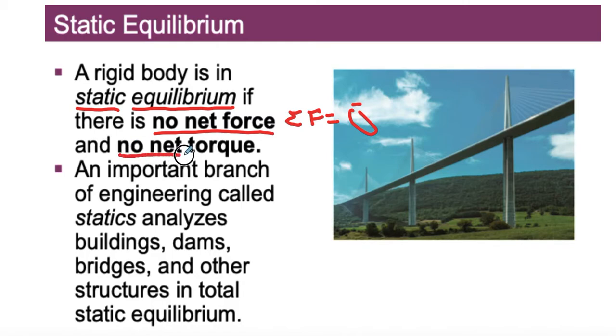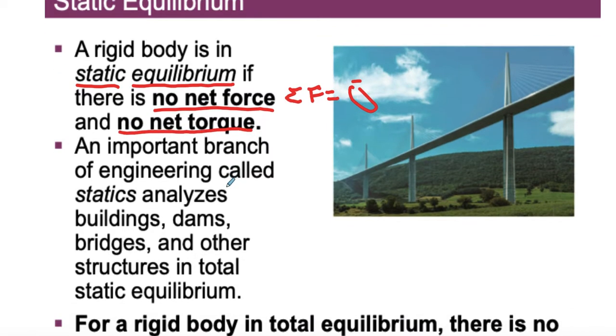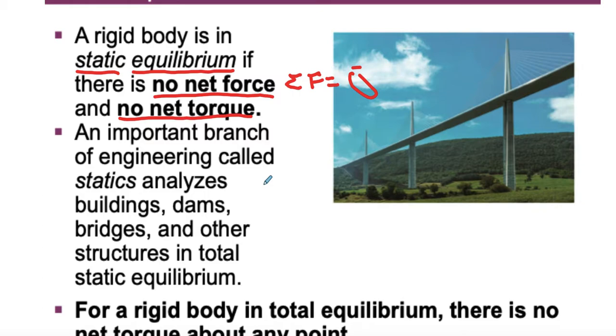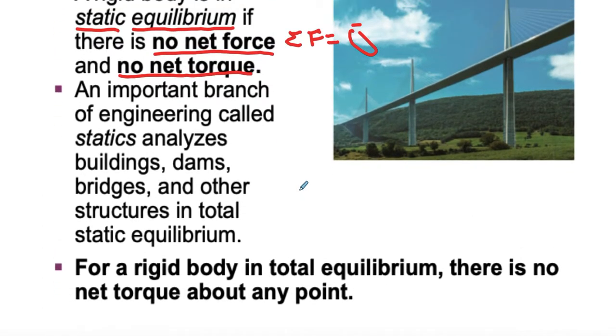Now we're going to add a second concept, which is that there's no net torque. And we'll look at those two equations together. If we were to build bridges in this class, this would be the main concept you would want to understand. But any structure that is not moving uses static equilibrium. You have to think about the forces, but you also have to think about the torques. So total equilibrium means no net force, no net torque at any point. Otherwise, it's going to collapse and fall.